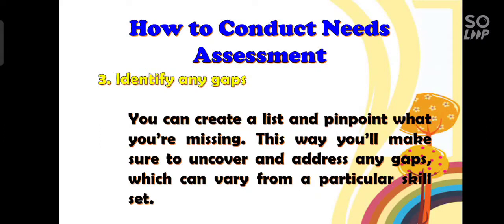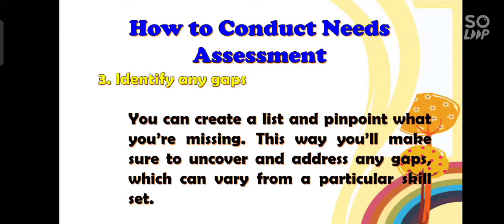You can create a list and pinpoint what you're missing. This way, you'll make sure to uncover and address any gaps, which can vary from a particular skill set. So did the previous steps show you that you already have a lot of project needs addressed? That's great. But there are bound to be some needs that are not currently fulfilled. This step is all about pinpointing those gaps. Where are you missing what you need?